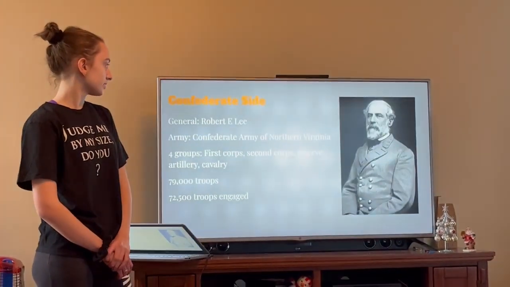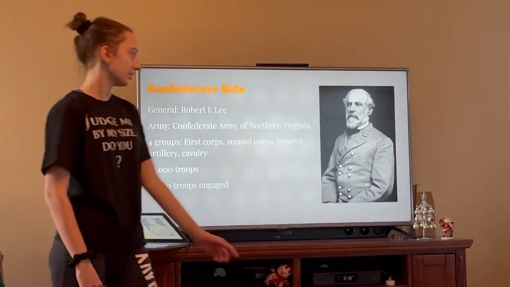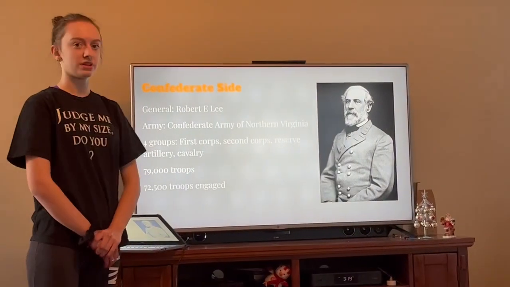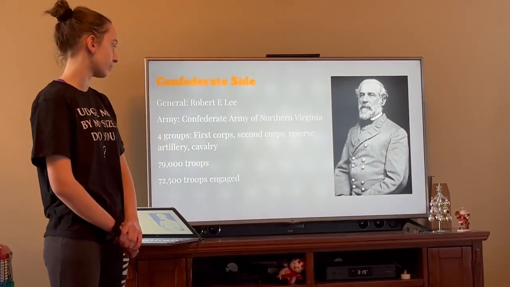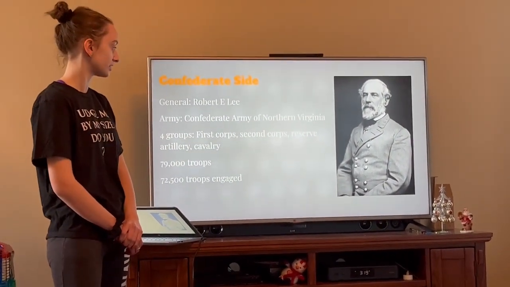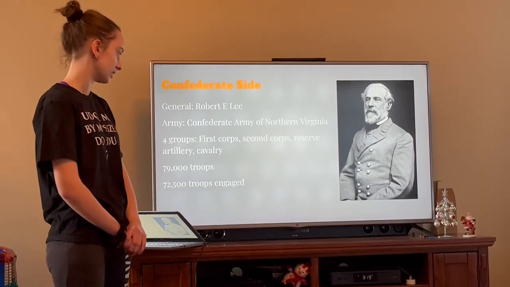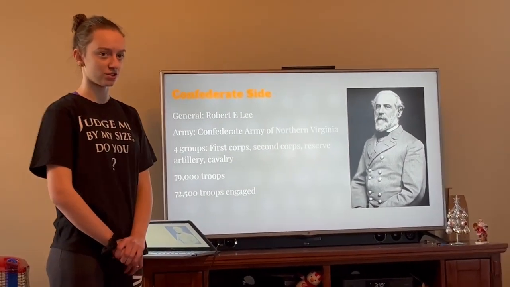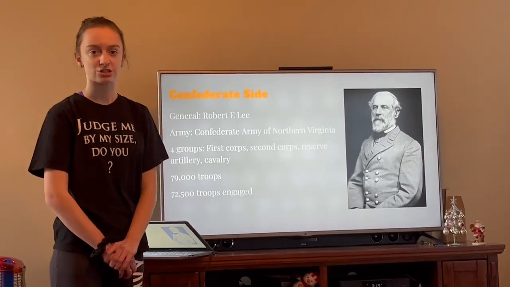And on the Confederate side, the general was Robert E. Lee, this man pictured here, and the army was the Confederate Army of Northern Virginia. There were 4 groups: the 1st Corps, the 2nd Corps, the Reserve Artillery, and the Cavalry. There were 79,000 troops, but only 72,500 troops would be engaged during the battle.